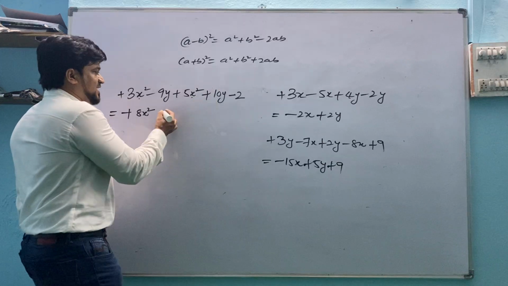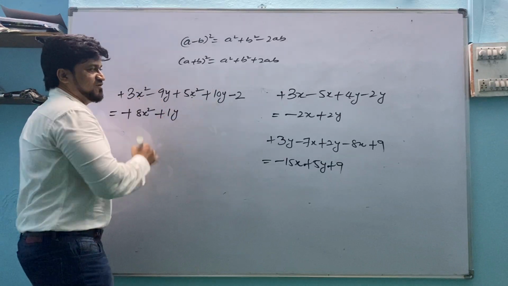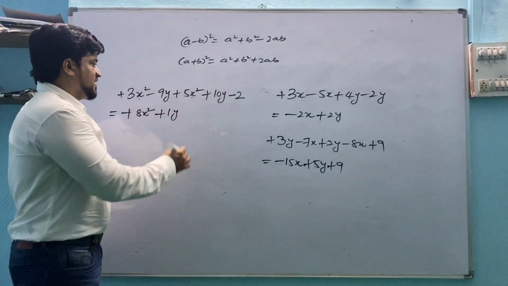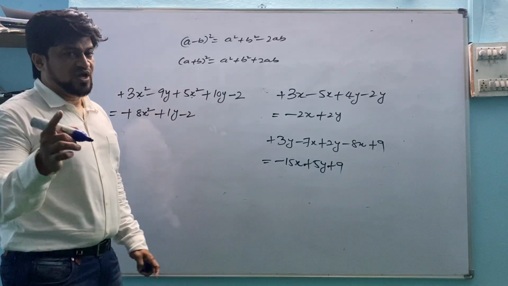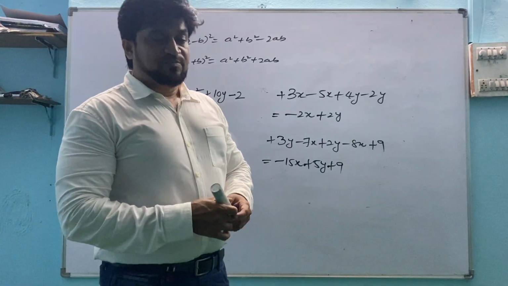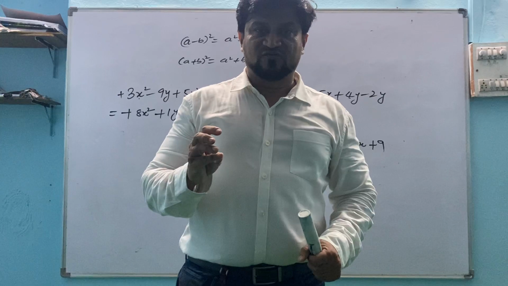Or the bigger number is 10. We'll have plus 1y. Then remaining minus 2. This is the thing which you have to remember. See, negative positive things you have to remember.